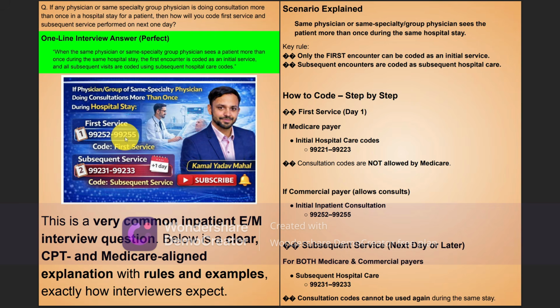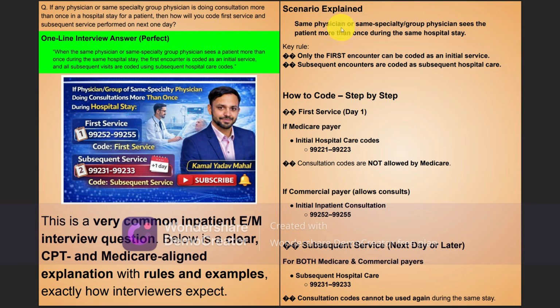99252 to 99255 codes are first services, subsequent services are 99231 to 99233 codes. This is a very common inpatient E/M interview question. Below is the clear CPT and Medicare aligned explanation of the rule, exactly how interviewers expect.